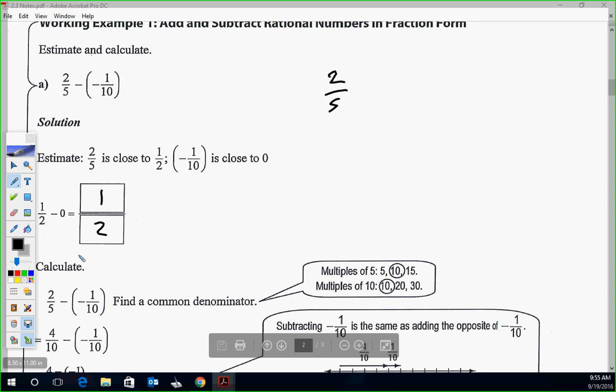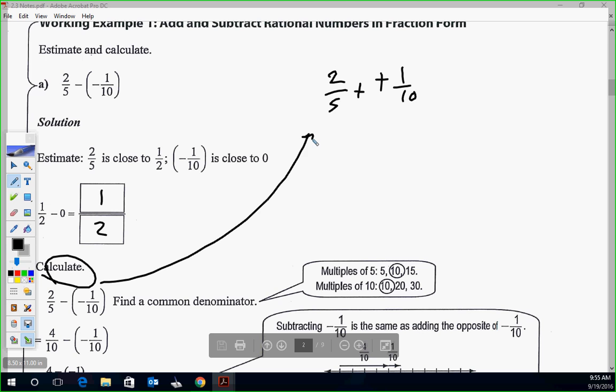Already did the estimation part for 2, 3 here. Now we're on to the calculate part. So it's going to be 2/5 minus a negative 1/10. So that's going to be minus a minus is plus. I'm just doing this piece up here just to keep it on this page.